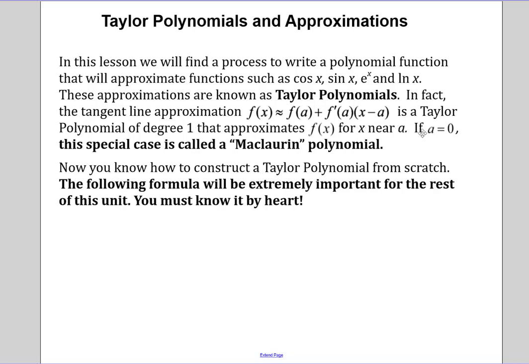So if a equals 0, we learned in the introduction lesson that this was a special case, and we called those Maclaurin polynomials. Now that you know how to construct a Taylor polynomial from scratch, the following formula will be extremely important for the rest of our unit. You have to know it by heart.